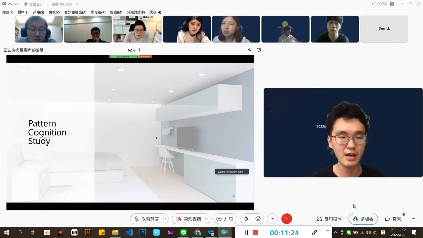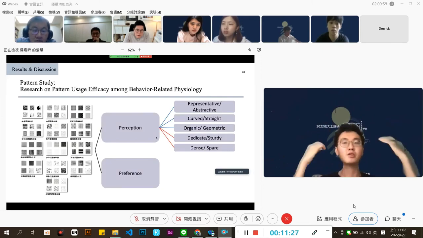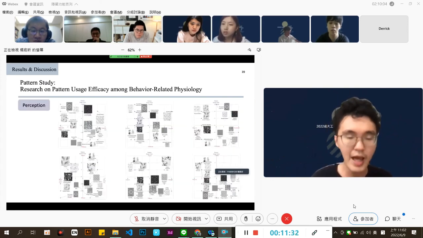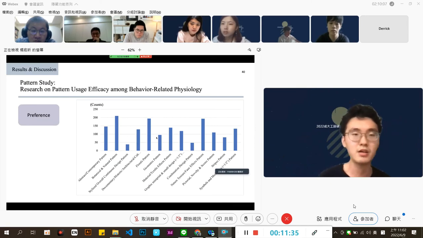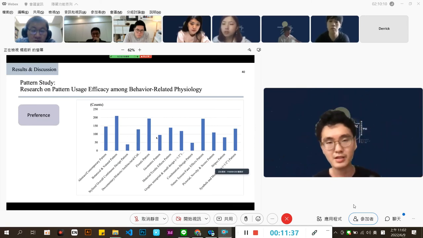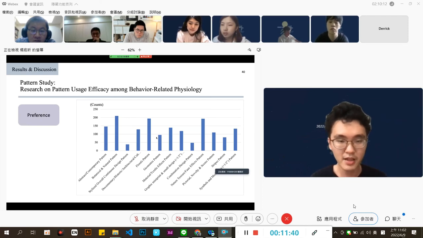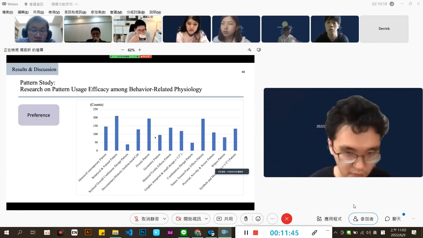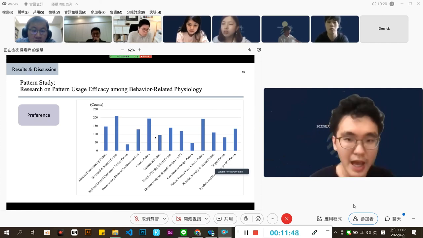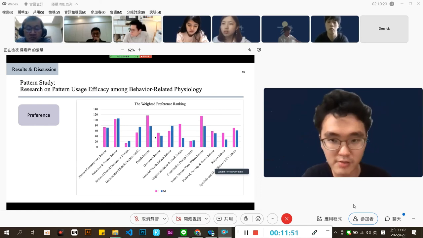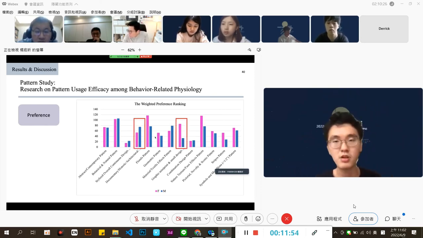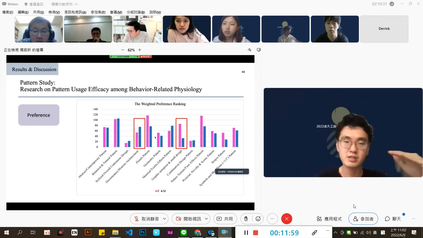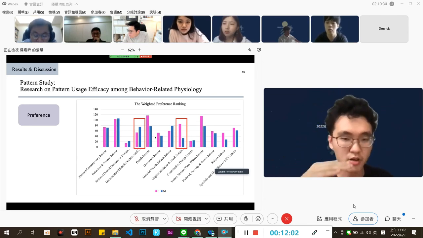As for the pattern cognition study part, first we conducted a questionnaire about the perception and preference part, and the perception result is shown here. The interesting fact is that in the preference part, we conducted the same weighted sum methodology as in the color part, and the most preferred pattern group is botanical and natural patterns. When we divide this weighted preference ranking by gender, the biggest female-over-male difference exists in graphic mini print, but the biggest male-over-female difference exists in historical patterns.